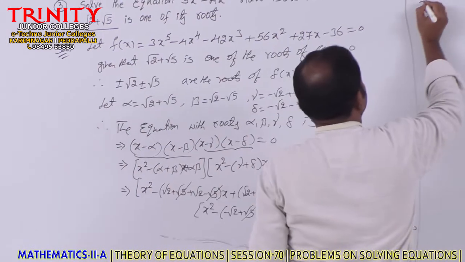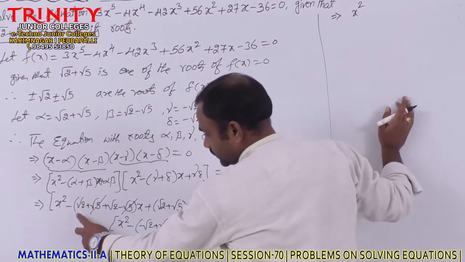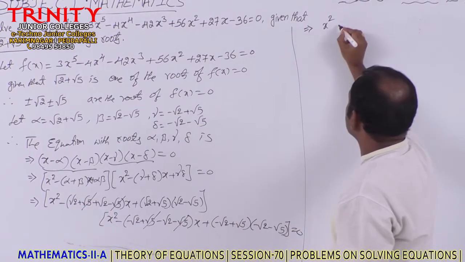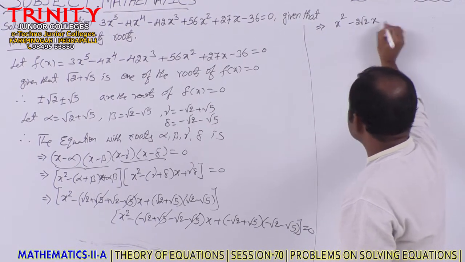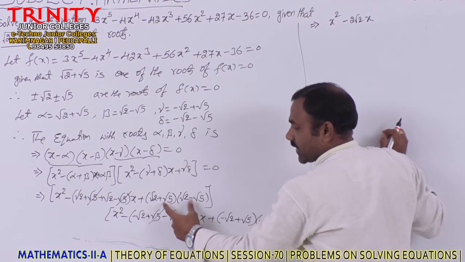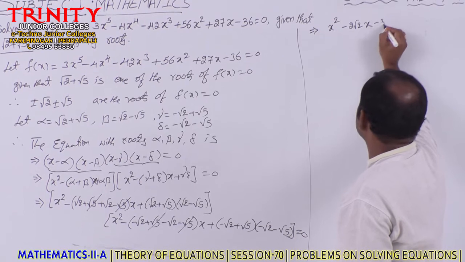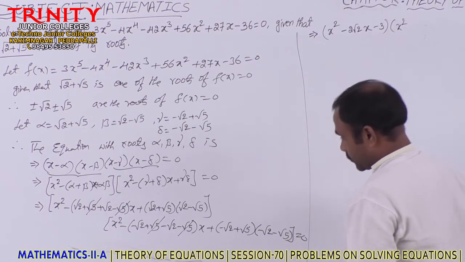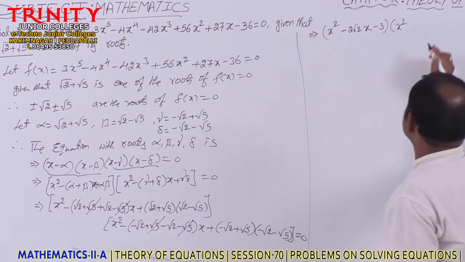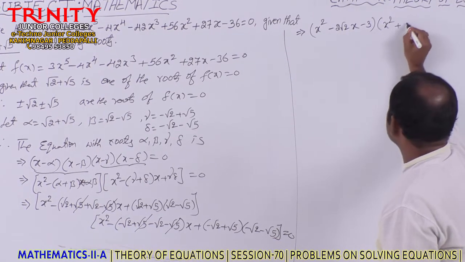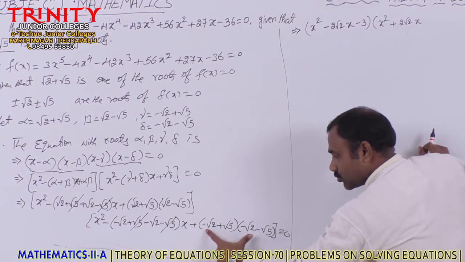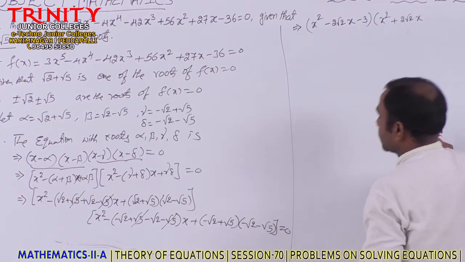What we'll get? x square minus root 2 plus root 2 plus root 2, 2 root 2, minus 2 root 2 x. Root 2 whole square is 2, minus root 5 whole square is 5, 2 minus 5 that is minus 3, into x square minus root 2, that is minus 2 root 2. Already minus is there, it becomes plus 2 root 2x. This is minus root 2 whole square minus root 5 whole square, again minus 3.